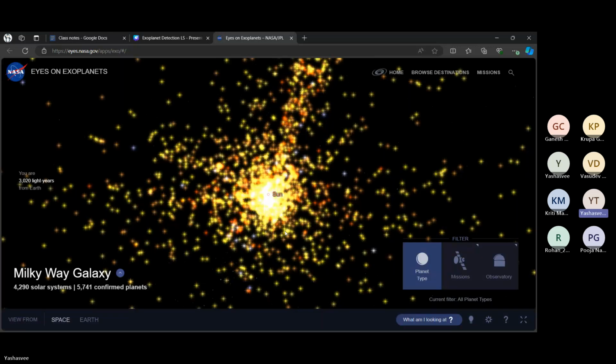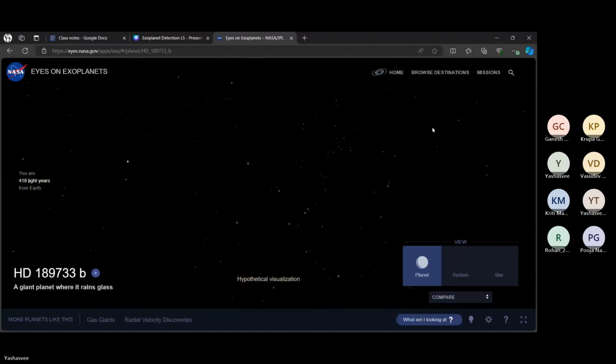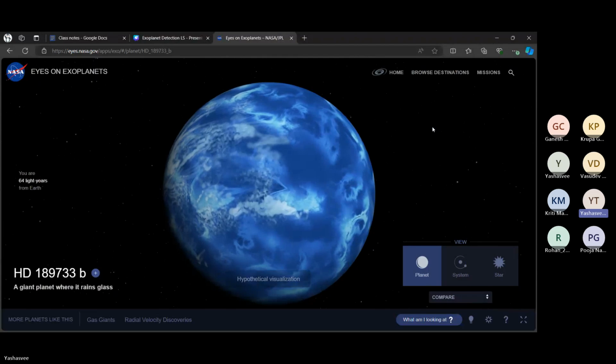So the very first one which we saw was HD 189733b. We can see a bit of information about that planet here. Like I already said, it is a giant planet where it rains glass. And how far away is it from Earth? It is 64 light years away.